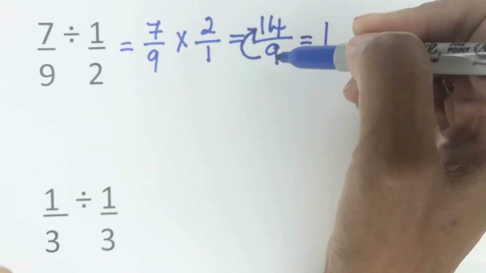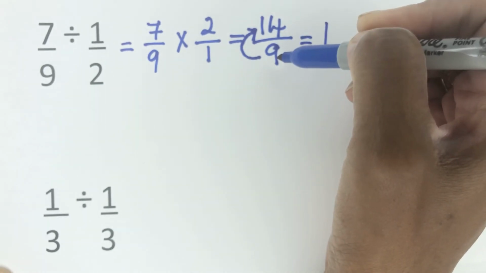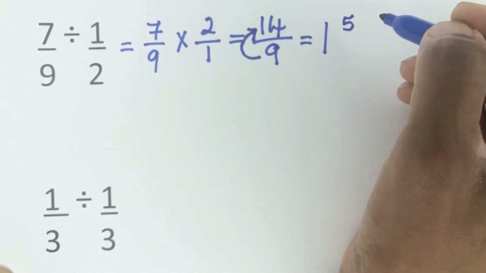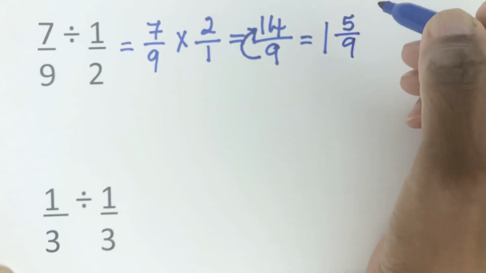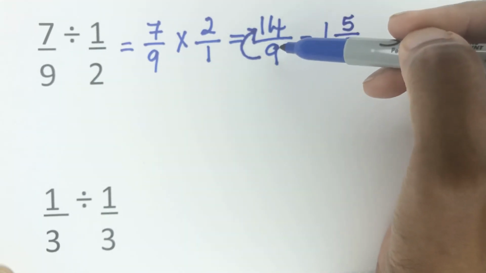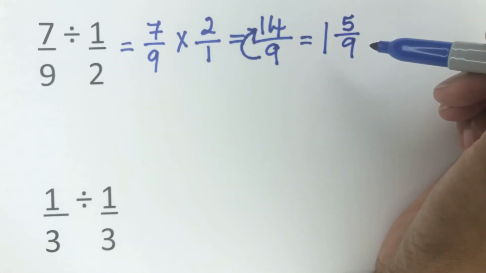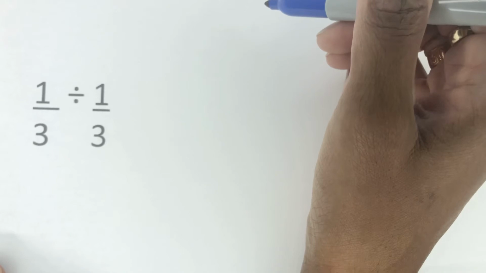So 1 times 9 is 9. How far are you away from 14 from the 9? Right? So we are 5 away. So that becomes our new numerator. And then you repeat your denominator here. So we end up from an improper fraction to a mixed fraction. And that gives us 1 5/9. Let's take a look at the second question here.